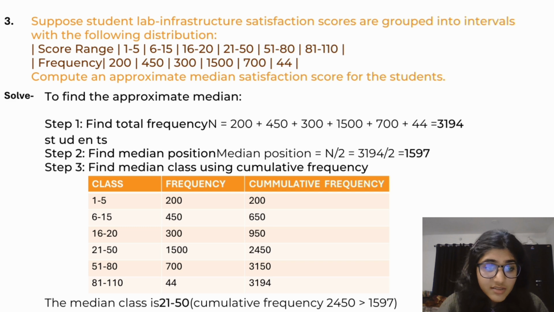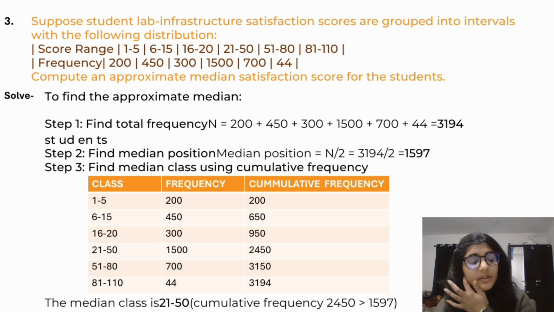So we have class, frequency and cumulative frequency. The cumulative frequency is calculated from the frequency. The first, from class 1 to 5, we have 200, and from class 6 to 15 we have 450 plus the last cumulative frequency, that is 200. So we get 650. Then 650 plus 300, we get 950 and so on. So the median class is 21 to 50.